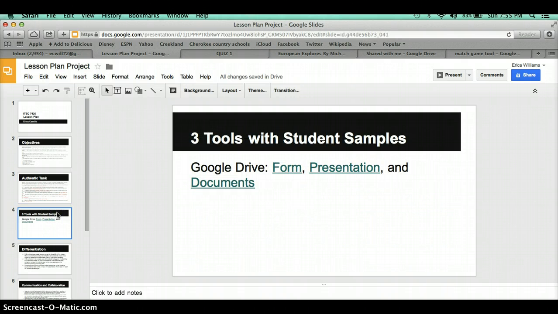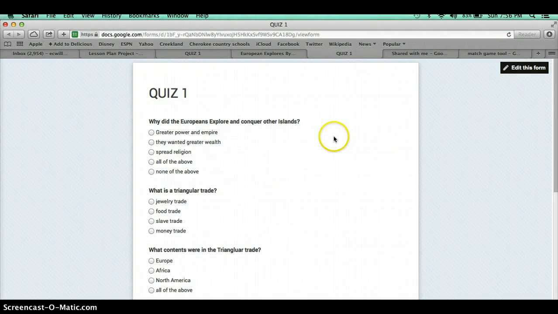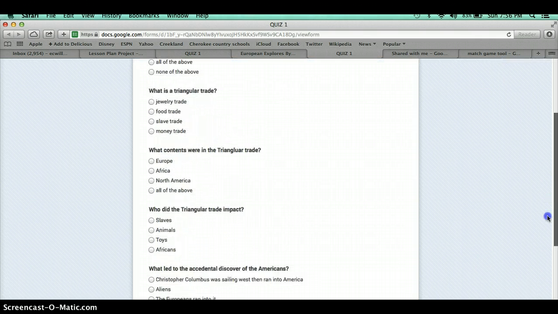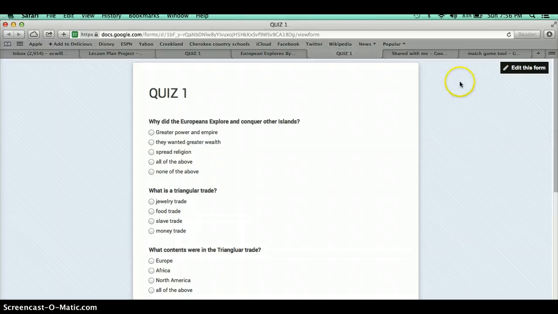There were 3 tools that the students had to use, and all 3 were from Google Drive. They had to use Google Drive Form, Presentation, and Documents. Here's an example of a form. They had to create their quiz using Google Form. This particular group had these questions, and they chose to do multiple choice.